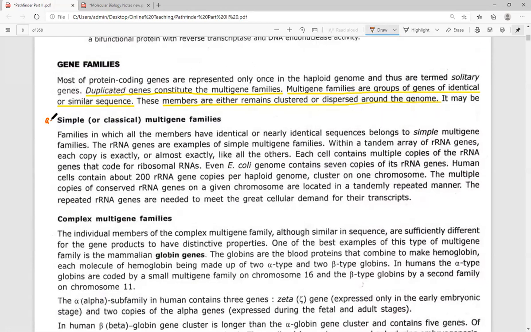One is referred to as the simple multi-gene family and another one is called the complex multi-gene family. Okay, what do you mean by simple multi-gene family? A simple multi-gene family is the one in which genes undergo typical duplication within themselves. Genes that undergo duplication within themselves are referred to as simple multi-gene families.